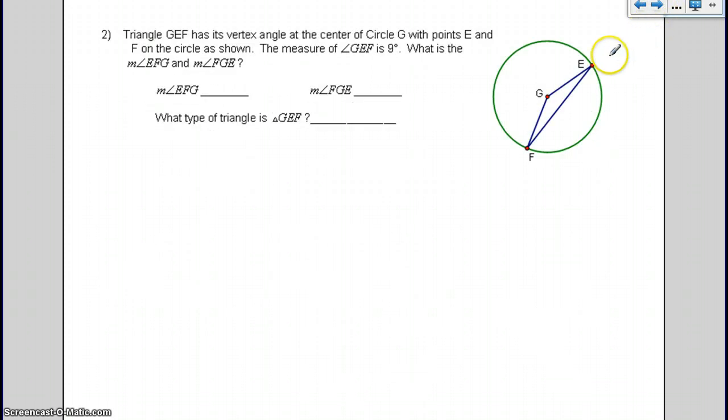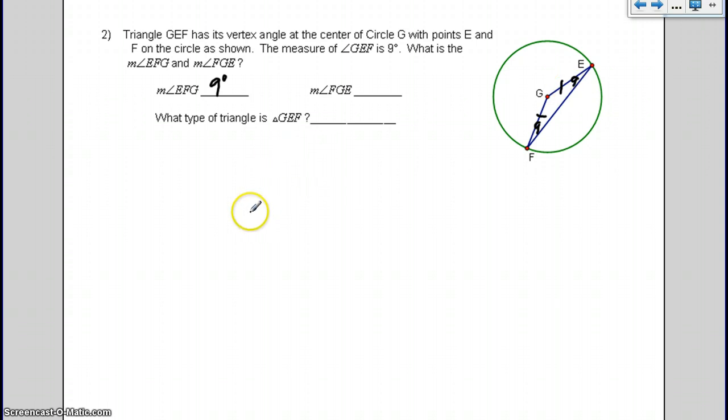Here's the next one. Triangle GEF has its vertex angle at the center of circle G with points E and F. The measure of GEF is 9. What is EFG and FGE? So I need to find the remaining. Again, this is the radius of the circle, which is also the radius of the circle. That means if this is 9, then this is 9.